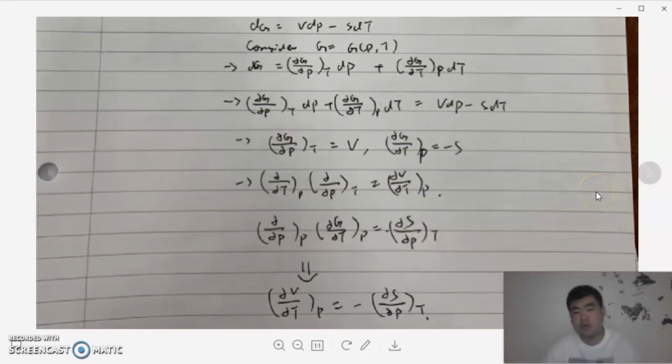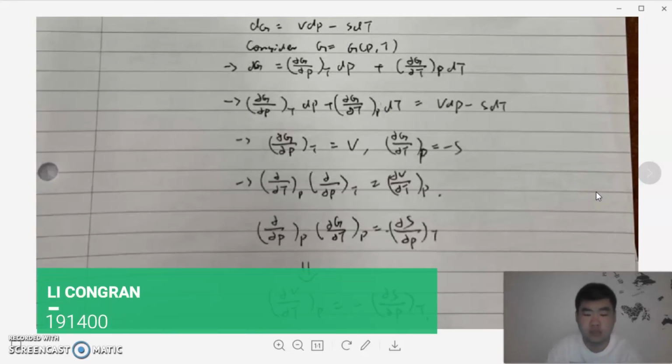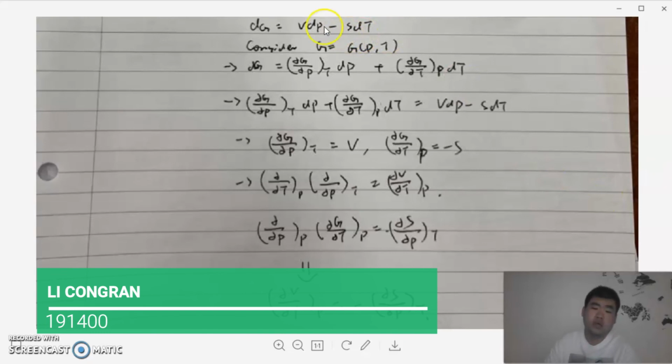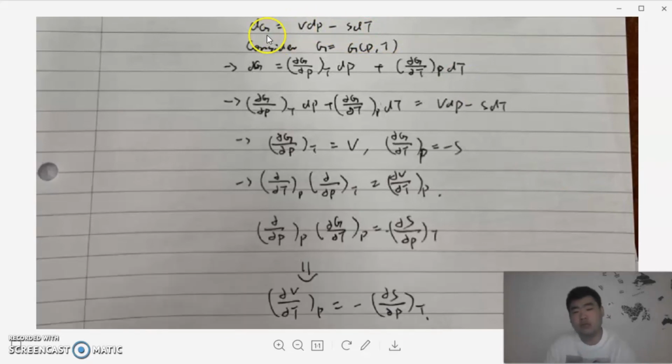Hello, this is Lee, and I will explain the Gibbs free energy Maxwell relation. The equation is dG equal to VdP minus SdT. And first step, let's consider G equal to G(P,T). So dG equal to (∂G/∂P)_T dP plus (∂G/∂T)_P dT. And let's equate it, then we get the second equation.